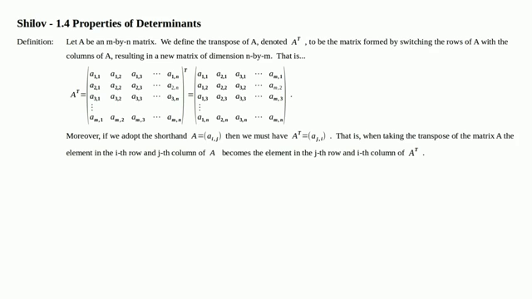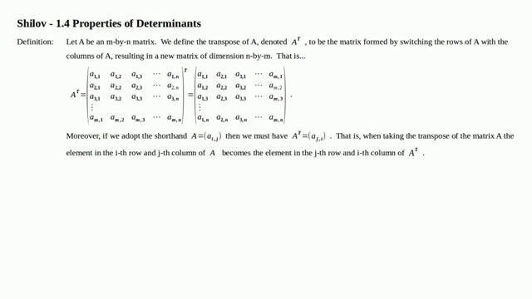Alright, so moreover, if we adopt the shorthand A is equal to, and then parenthetically, A sub ij, then we must have A transpose equal to A sub ji. So this is a shorthand that we're using where we're saying A is a matrix and the entries of it look like that, A sub ij. And then if we take the transpose, what we've done is we've switched the subscripts. Okay, so instead of being A sub ij, now it's A sub ji. That is, when taking the transpose of the matrix A, the element in the ith row and jth column of A becomes the element in the jth row and ith column of A transpose. That's what happens.